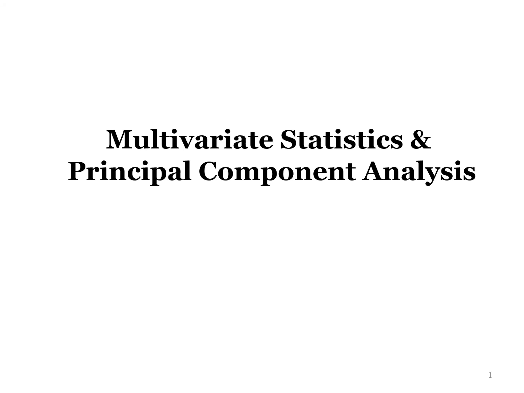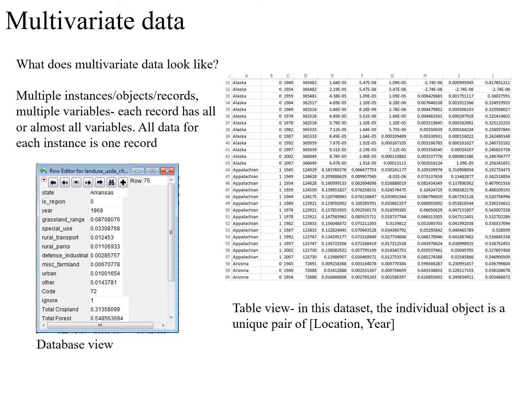Okay, today I'm going to lecture on multivariate stats and principal components analysis. So what does multivariate data look like? In general, we're talking about tabular data for the purposes of this class, where each row is a particular instance or object or record, and each of the columns is a variable associated with that particular object.